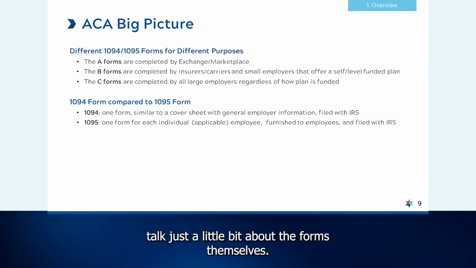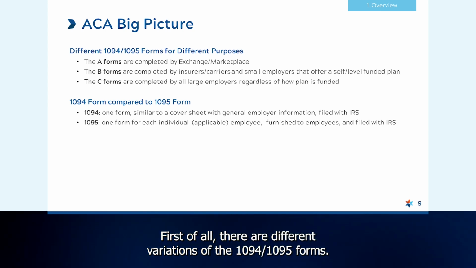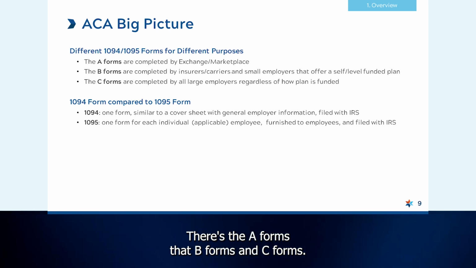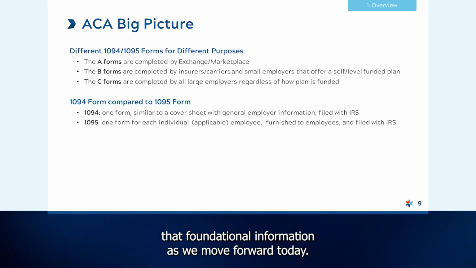So let's talk just a little bit about the forms themselves. We hear the forms 1094, 1095, but what does that actually mean? First of all, there are different variations of the 1094, 1095 forms. There's the A forms, the B forms, and the C forms. And sometimes we get confused about that. So I want to make sure we have that foundational information as we move forward today.